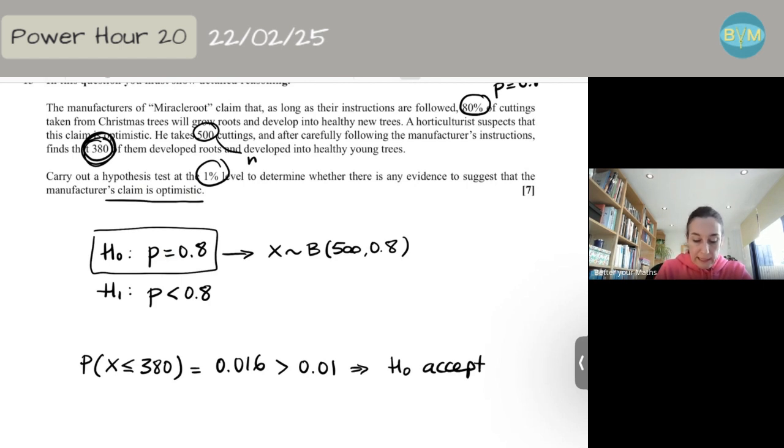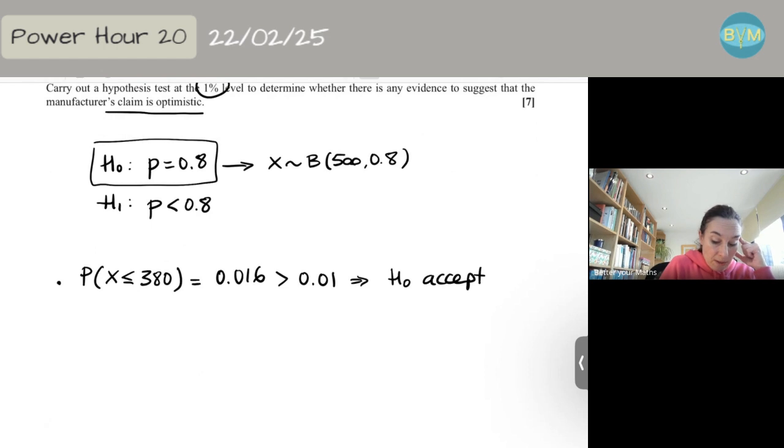The other way of doing it is with the critical regions. I'm going to show you how to find the critical region, because in some questions we'll ask you to find the critical region. Remember, the critical region is where I find a value that is just smaller than the significance level.